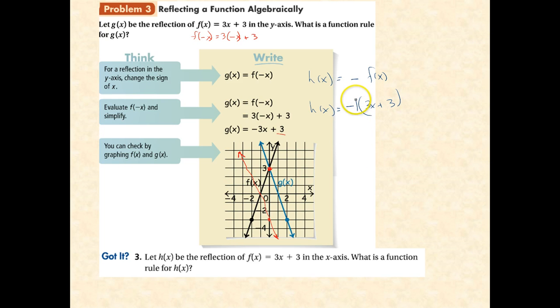And the multiplicative property of negative 1 tells you that this is a negative 1 that you distribute. So that's negative 3x minus 3. And that makes sense with our graph. We have the same slope as the blue line, negative 3, but our y-intercept now is down here at negative 3. Pretty cool, huh?